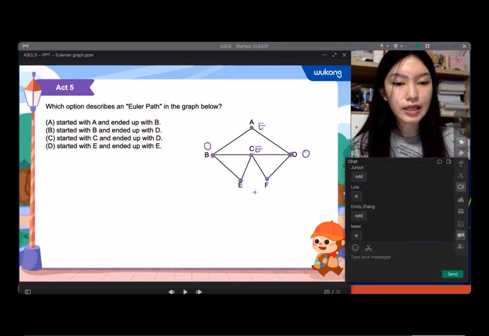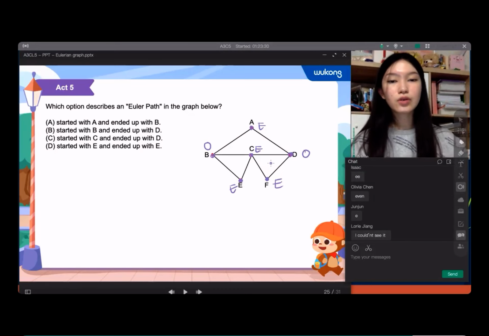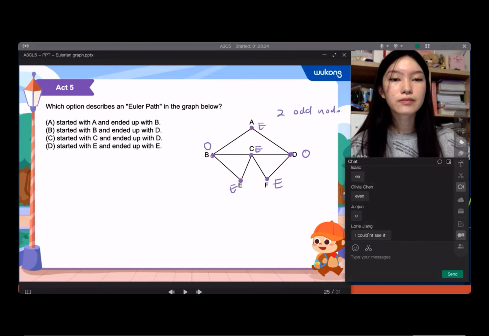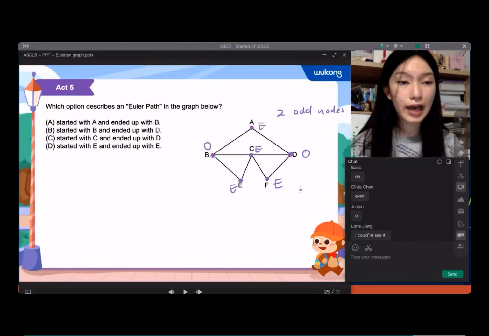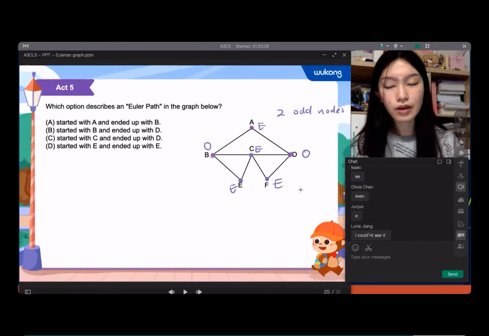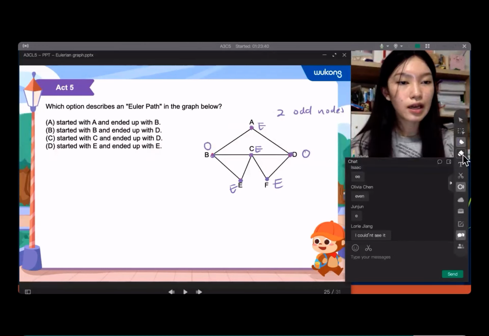E and F, are they even? Yes, good job, Xinyan. They're even, okay? Because we only see 2 edges connecting to each node. So you can see from here we have 2 odd nodes. That means we would have to start from one odd node and end on the other one. Now that gives us a lot of clues, okay?